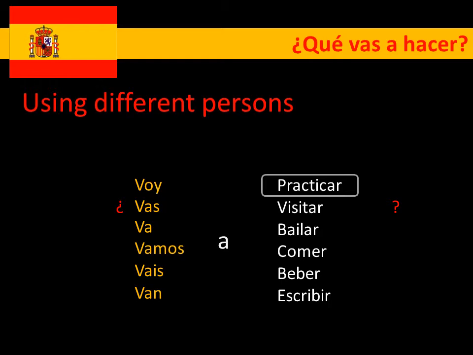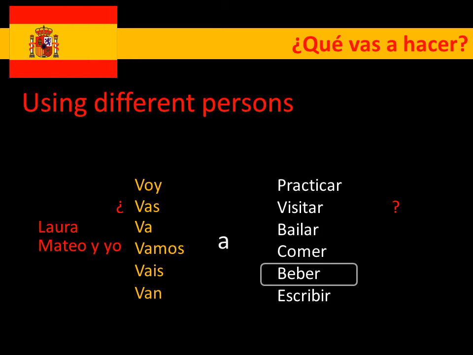Vas a practicar? Next one then, we're going to use bailar, to dance. So Laura va a bailar. Laura is going to dance. So like he or she is, so in this case it's she is going to dance. Next one then, beber, to drink. So this is Mateo y yo, Matthew and I, vamos a beber. And use escribir, to write. So you've got Ed y Simon, Ed and Simon, van a escribir. They are going to write.